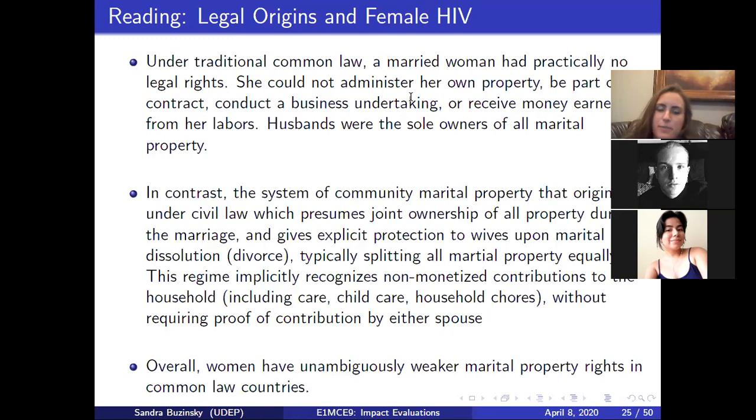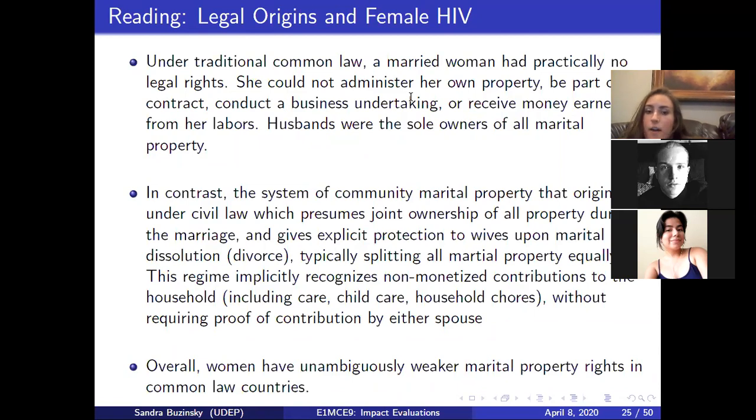Obviously that's changed, but we're just looking at the legal origins. In this situation, if she can't control whatever she earns, or she can't even be part of a contract or a business deal, she's going to have to rely on her husband a lot to be able to survive, right? She has no household power. She is fully dependent on her husband.